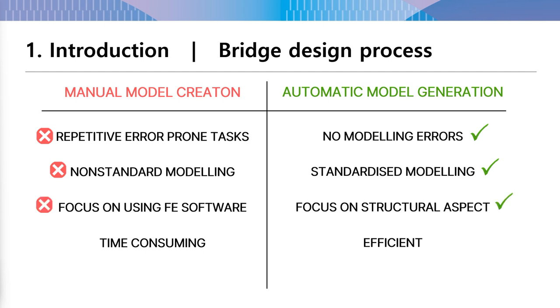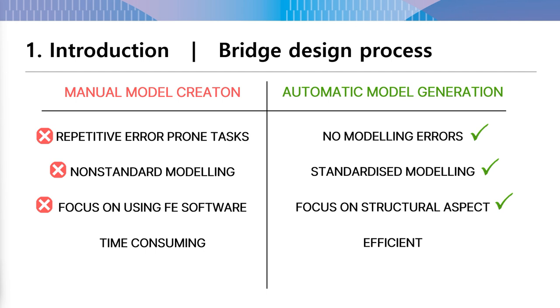Next, maybe the biggest advantage of the parametric bridge design approach is that it allows engineers to focus on structural aspects and not on the modeling and using the FE software. The parametric bridge design script does finite element model generation instead of us, so we do not need to think about how to generate the FE mesh, how to apply boundary conditions, or whether the master node should be the one node or the other node. This is all left to the parametric bridge design script.